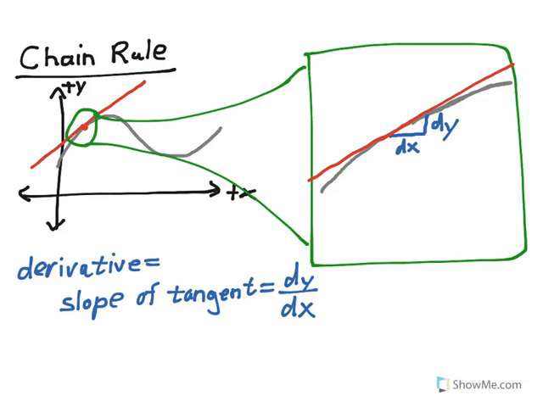But getting back to the chain rule, since this is a division problem, we can say the derivative of f is the same thing as df over dx.